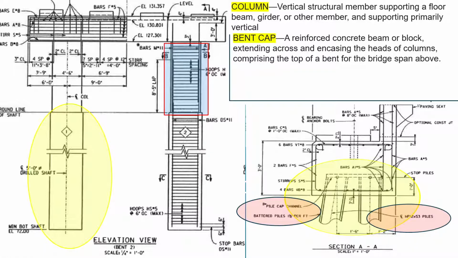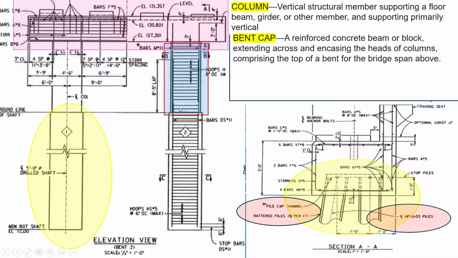Your bent cap is a reinforced concrete beam or block extending across and encasing the head of columns, comprising the top of a bent for the bridge span above. Here's your bent cap. It sits on top of your columns. And in every situation here, the only thing that continues up is the reinforcement.